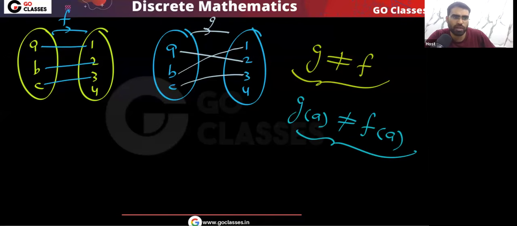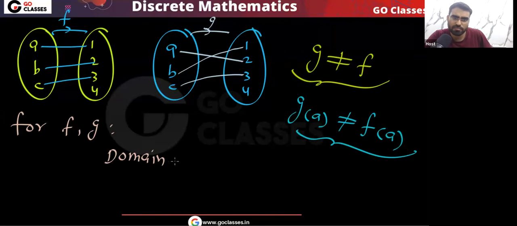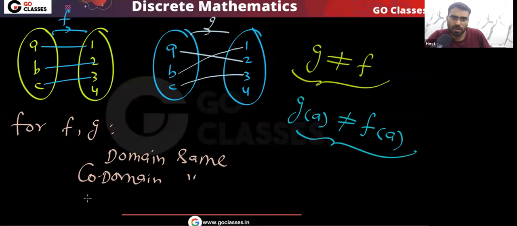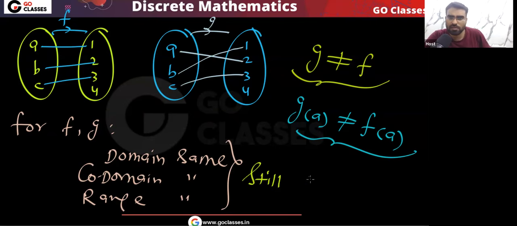If you look at F comma G, you see the domain is the same, the codomain is the same, and the range is also the same, but still what I can say is F is not equal to G. Okay, so I hope you understood the definition.